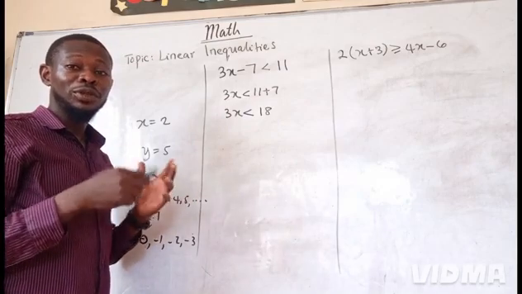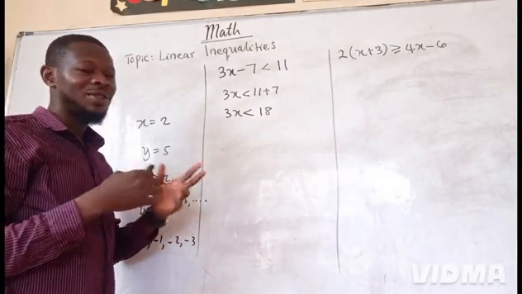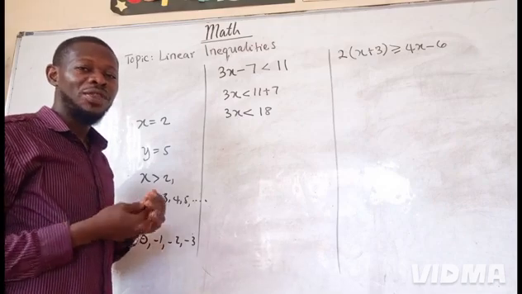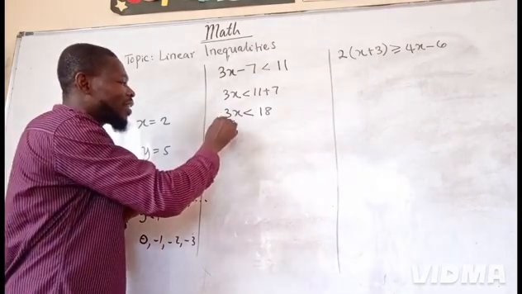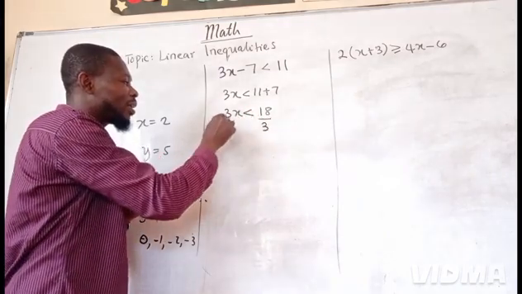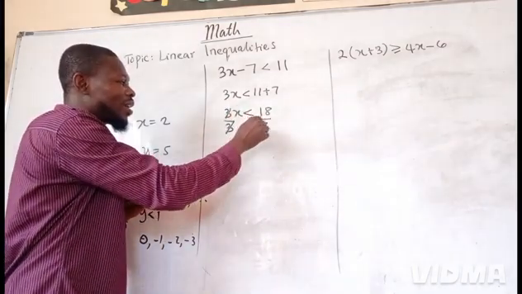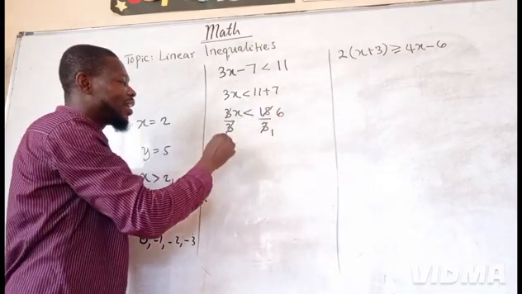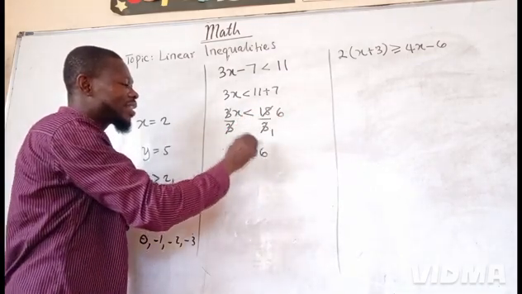Looking at it, I'm sure you know what to do already. Divide both sides of the inequality sign by what? 3. If you do that, we divide here by 3, divide here by 3. 3 cancels out here and cancels out here, leaving us with x is less than what?